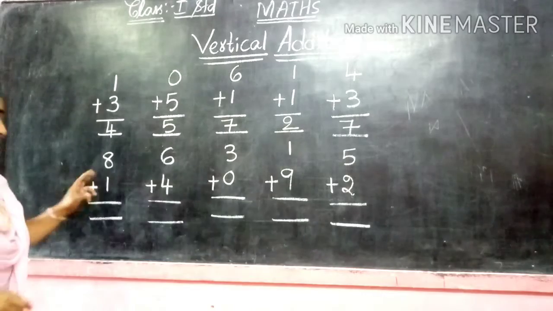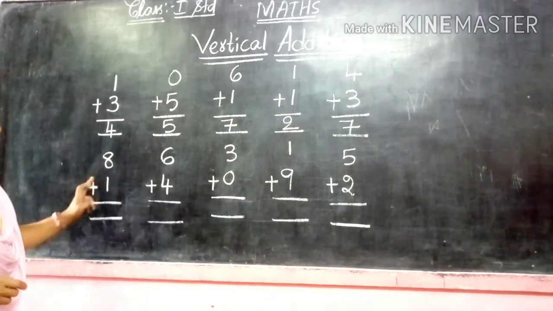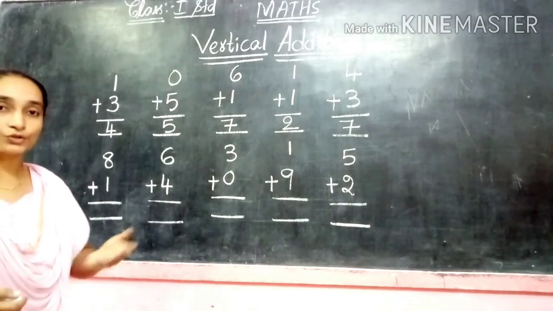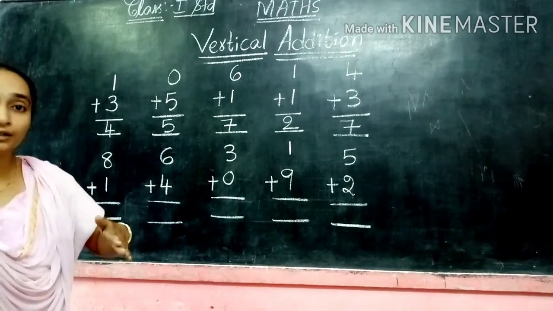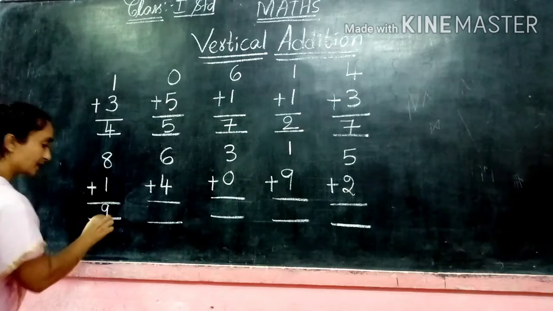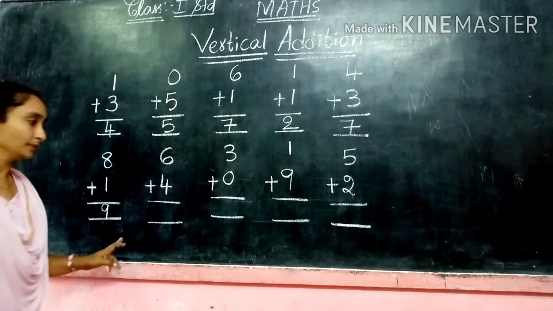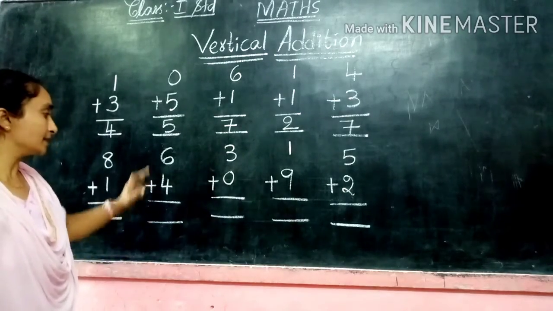So children, here we can see 8 plus 1. 1 we are adding. So the number that comes after 8 is 9. Yes, very good. After 8 comes 9. So understood, children? Let us see the next one.